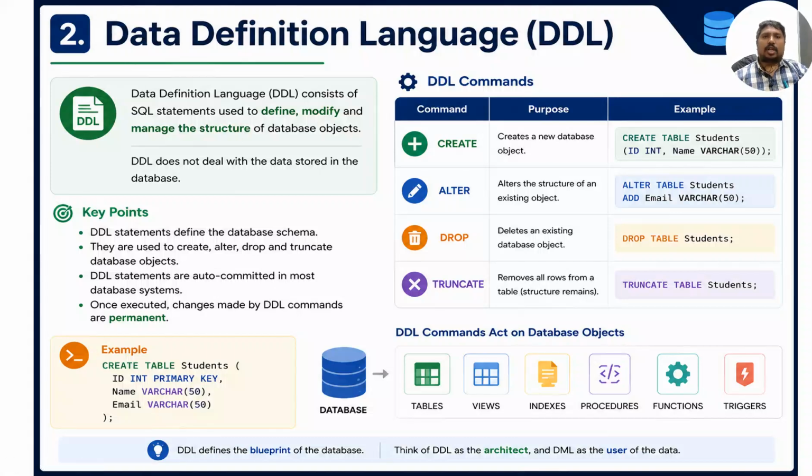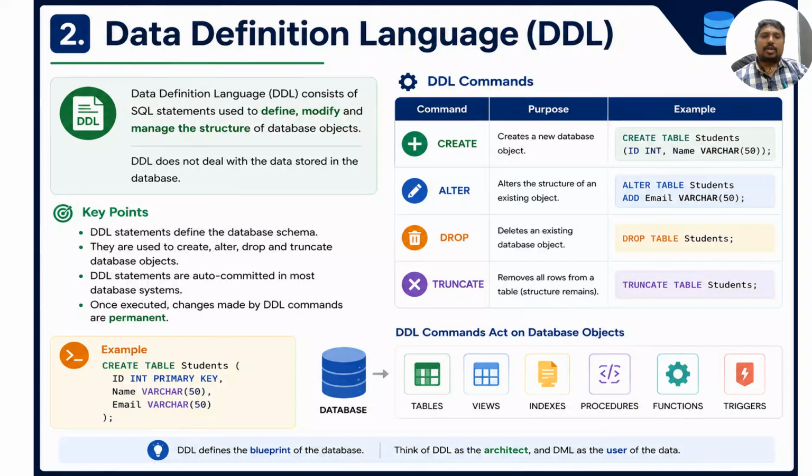Data definition language consists of SQL statements used to define, modify, and manage the structure of database objects. DDL does not deal with the data stored in the database. The key points of data definition language: DDL statements are used to define the database schema. They are used to create, alter, drop, and truncate database objects. DDL statements are auto-committed in most database systems. Once executed, changes made by DDL commands are permanent.